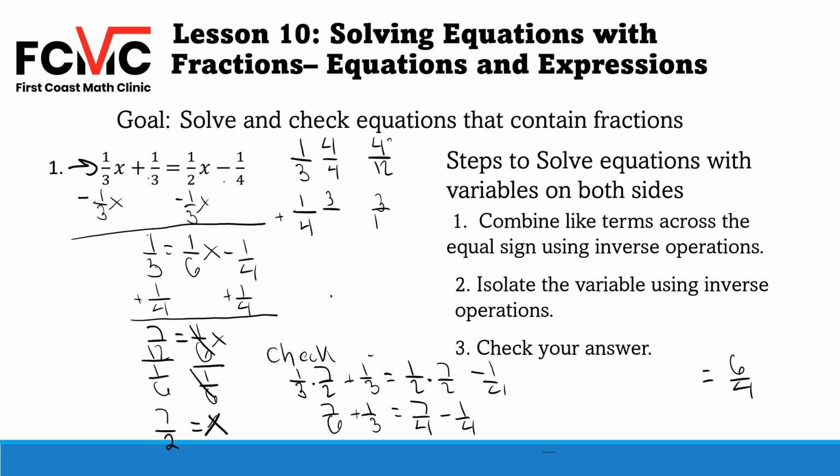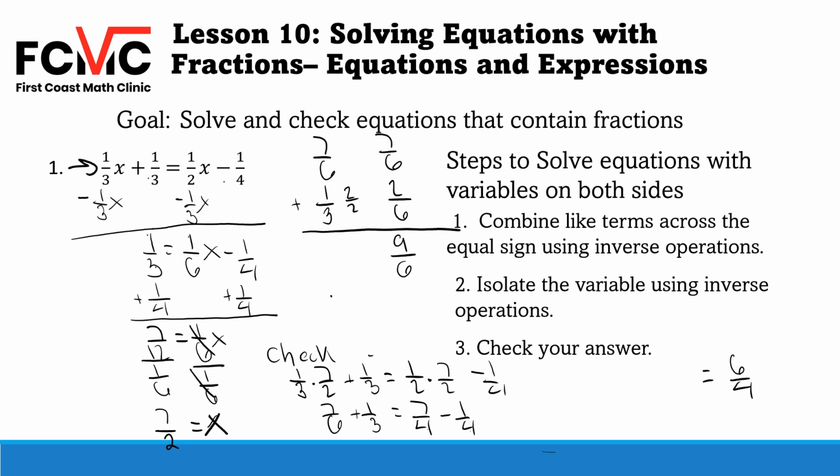And let me do this part up here to finish this check. 7/6 plus 1/3. So we'll multiply this by 2/2 because we need common denominators. So we'll get 2/6 and add that up, and we get 9/6. So we get 9/6 on the left.